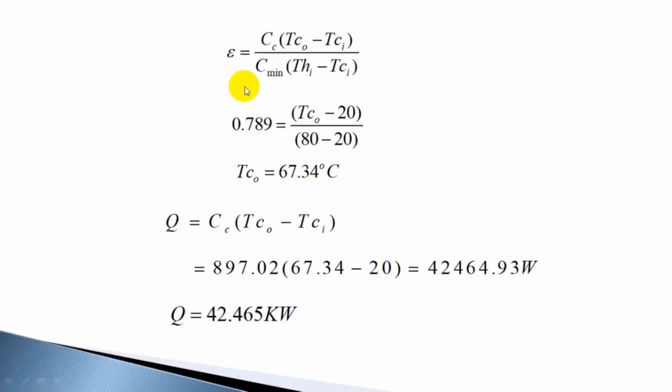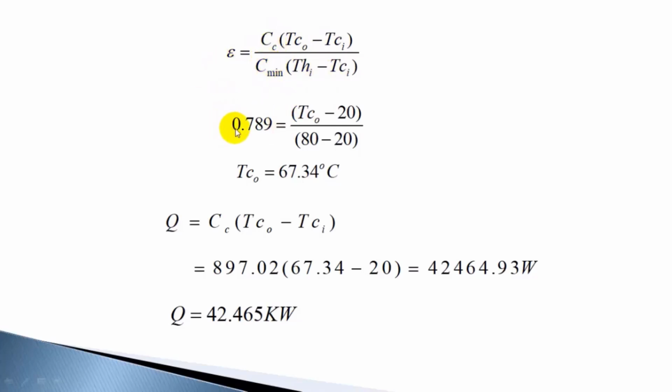Now effectiveness can be defined as the actual heat transfer divided by the maximum possible heat transfer. Actual heat transfer you can calculate either by knowing the heat lost by the hot fluid or the heat gained by the cold fluid. In this case I used the heat gained by the cold fluid as the actual heat transfer, divided by the maximum heat transfer, which is C minimum into Thi minus Tci. But in this case the heat capacity of the cold fluid and C minimum are one and the same, so these two will get cancelled and you will get effectiveness in terms of temperature alone.